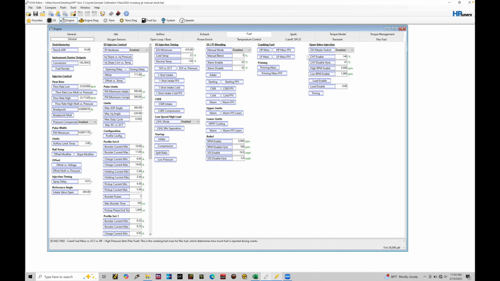Now, in conjunction with these tables, we also see we have these tables FFV, or flex fuel vehicle. So if you're doing a flex fuel strategy, these tables do need to be populated with some values, because we'll find specifically under cold starting, when we're running ethanol, we need to deliver a lot more fuel because it atomizes very poorly on a cold engine.